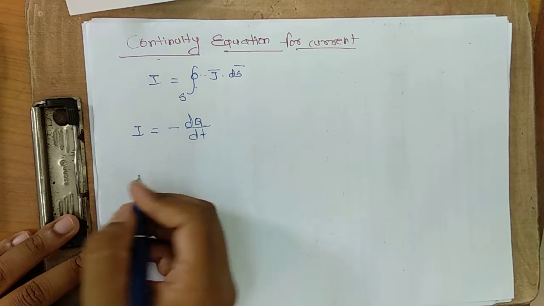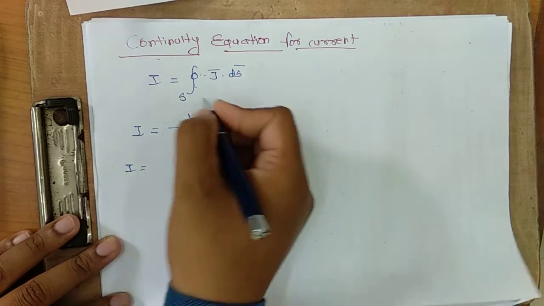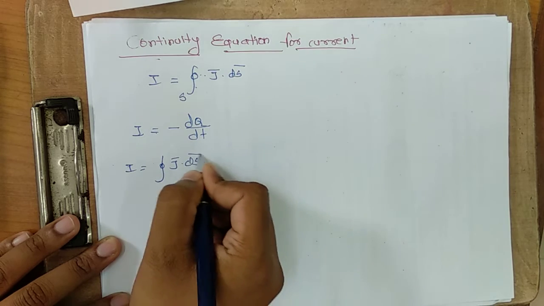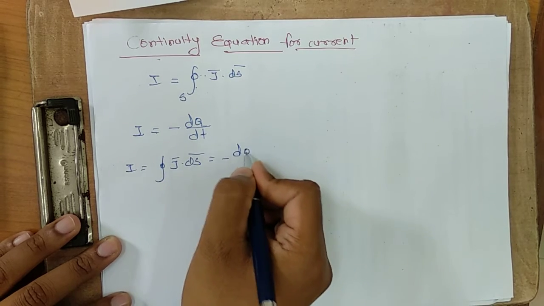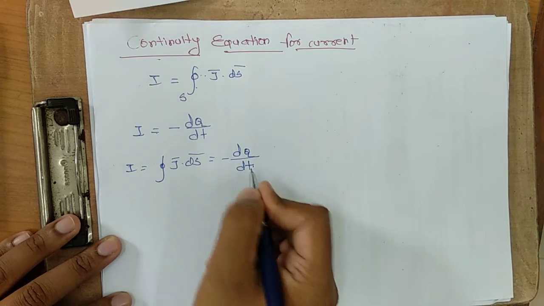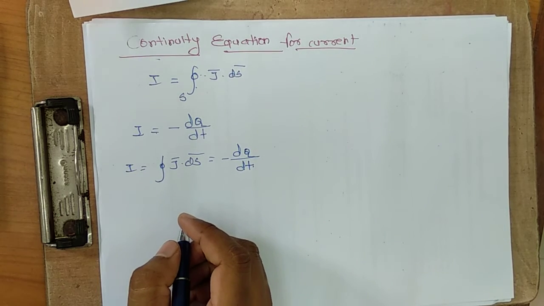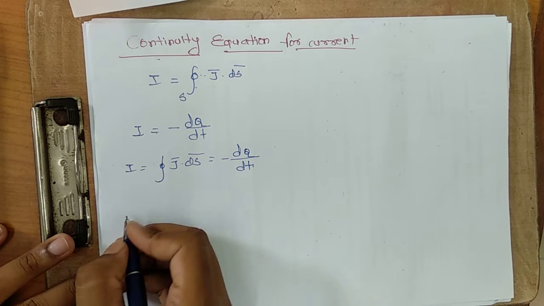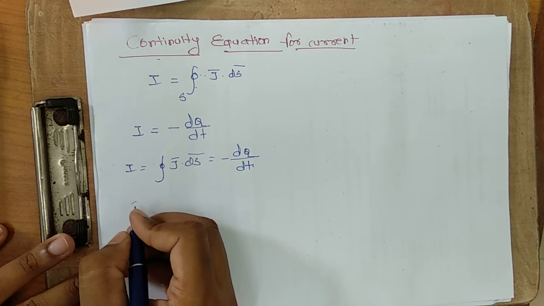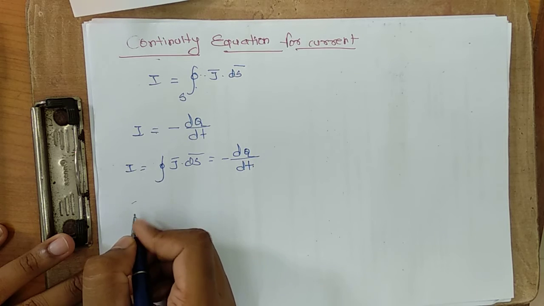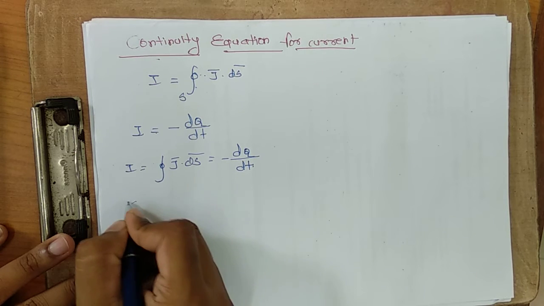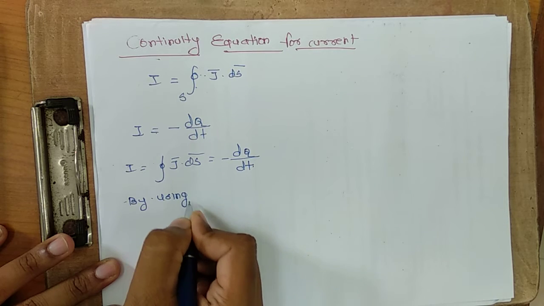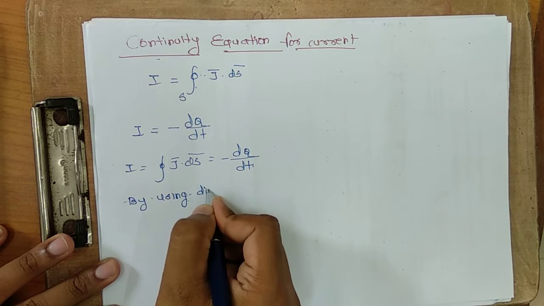So I is equal to minus dq by dt, so I can be represented like this: the integration of j bar dot ds bar is equal to minus dq by dt. Okay, so now by using the divergence theorem, we will see what the divergence theorem is.